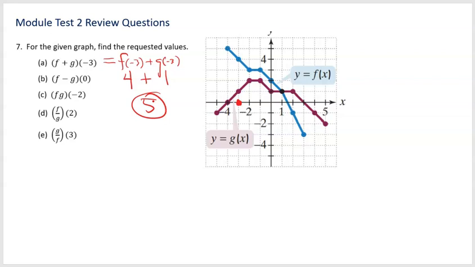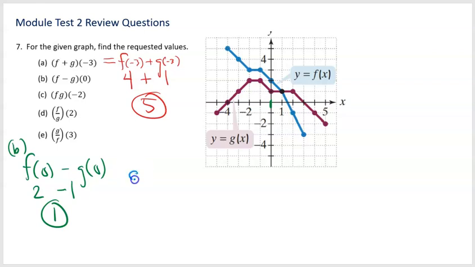That's part A. Now part B, I'm asked to find F minus G of 0. So it's going to be F of 0 minus G of 0. So I need to go to my graph, and I need to find x equals 0, which is right here, and I need to do F of 0, which is the blue graph. So F of 0 is 2. My y value is 2 at 0. Now when I look at the G function, which is the maroon one, at 0, that answer is 1, and 2 minus 1 is 1. So F minus G of 0 is 1.